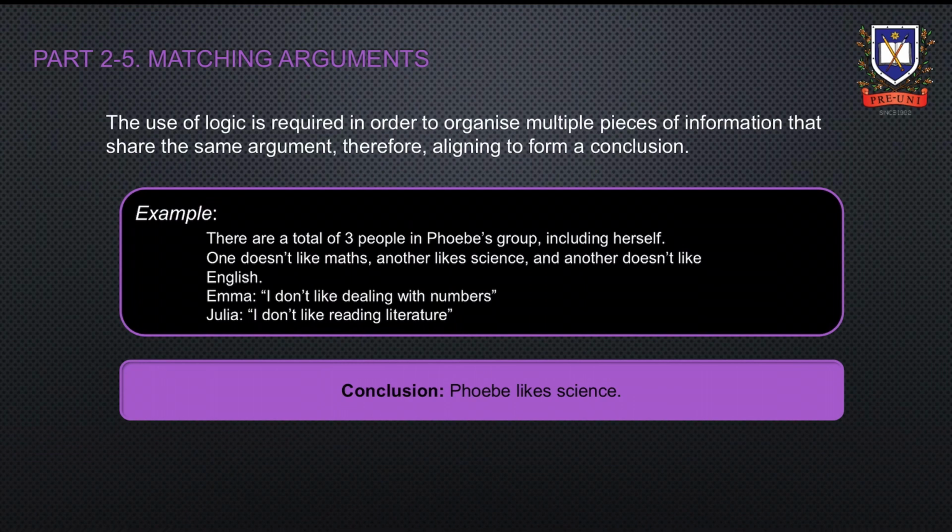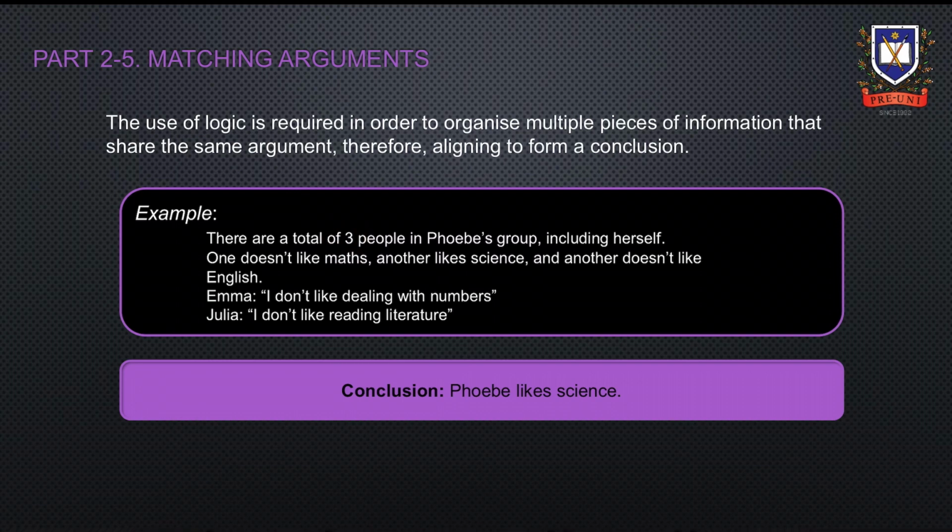Let's take a look at this example. There are a total of 3 people in Phoebe's group, including herself. One doesn't like math, another likes science, and another doesn't like English. Emma says, "I don't like dealing with numbers." Julia says, "I don't like reading literature." We will use these pieces of information and match it with the given statement to find a conclusion.